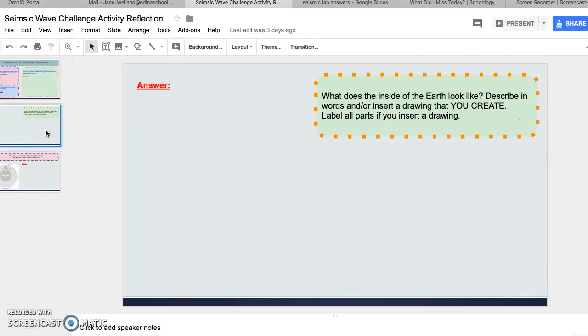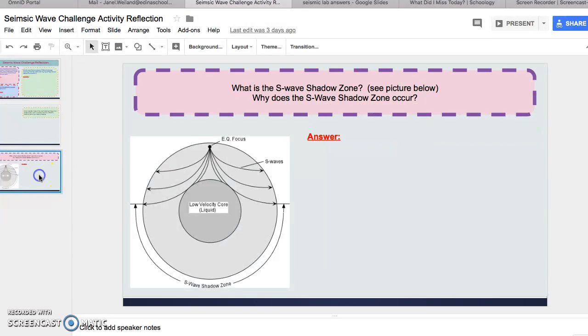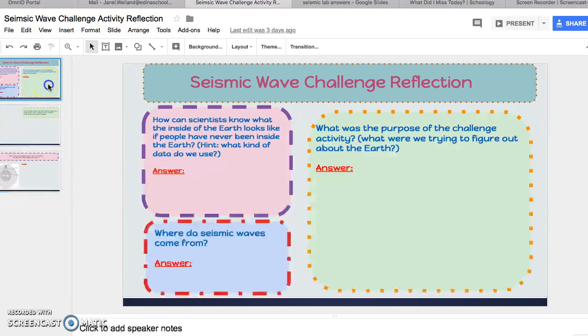There's 3 slides. On this slide, you are asked to either describe in words what the inside of our Earth looks like. You could also insert, so you can go up here and insert a picture and create a picture of the Earth and label the layers. And then finally here, you are asked to explain what the S-wave shadow zone is and why it occurs. When you're finished, please submit it on Schoology for a grade.